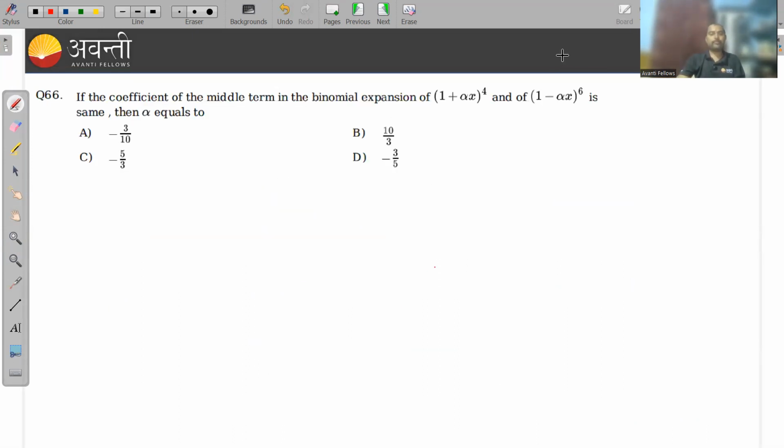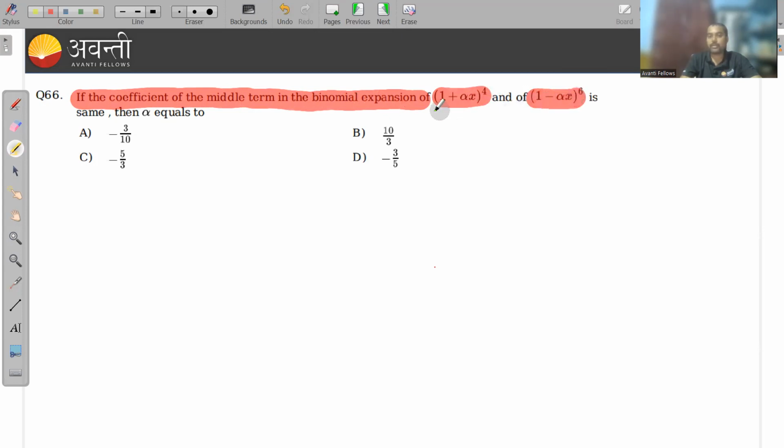Okay. So this question came from the binomial theorem. In the question, it is given that the coefficient of the middle term in the binomial expansion of (1 plus alpha x) to the power 4 and (1 minus alpha x) to the power 6 is the same. That means two binomial expansions are given and both have the same middle term coefficient. Then you need to find the value of alpha, right?